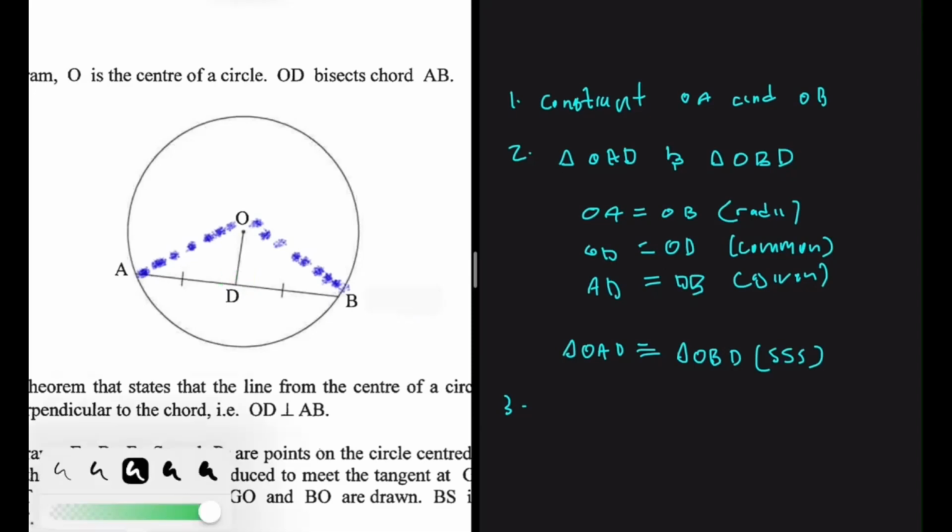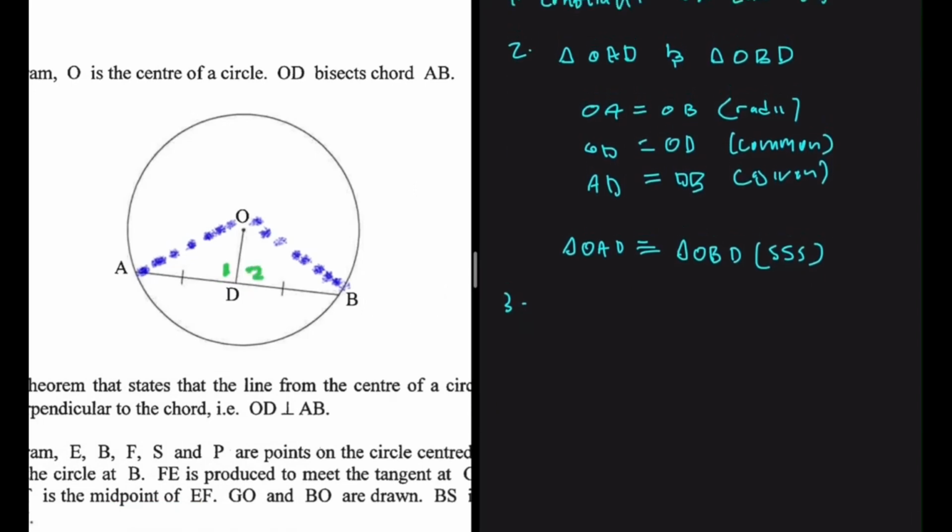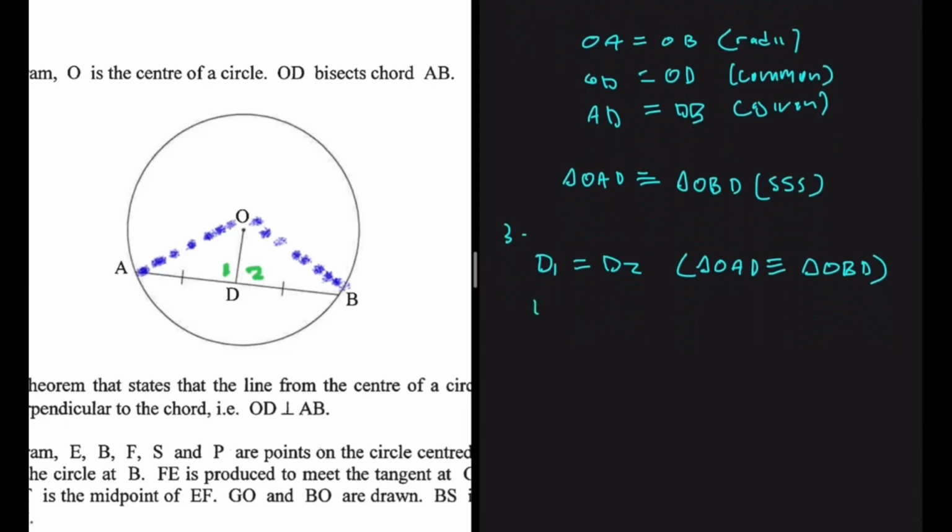So let's call this angle here D1 and call this angle here D2 as part of our construction. But we know that D1 is supposed to be equal to D2. Why am I saying that? Triangle OAD is congruent to triangle OBD, so all corresponding angles should be equal to each other. So D1 should be equal to D2. But then it's easy to say that D1 plus D2 is equal to 180 degrees, as they are angles on a straight line.